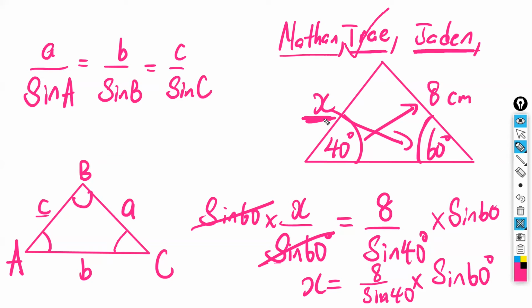Just find sine 60. Yeah, it's literally that simple. Find sine 60, multiply it by 8, and then divide it by sine 40. Yep. So you're supposed to get 10.77, guys. X is equal to 10.777. It's a very simple thing.